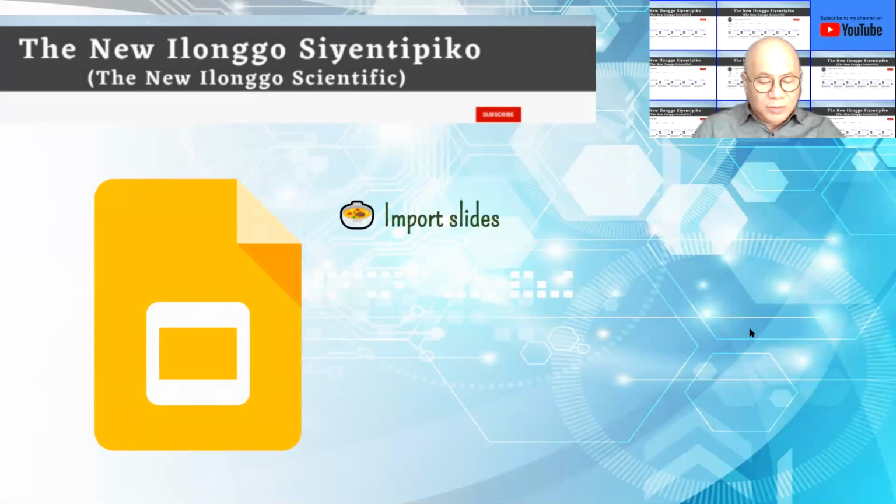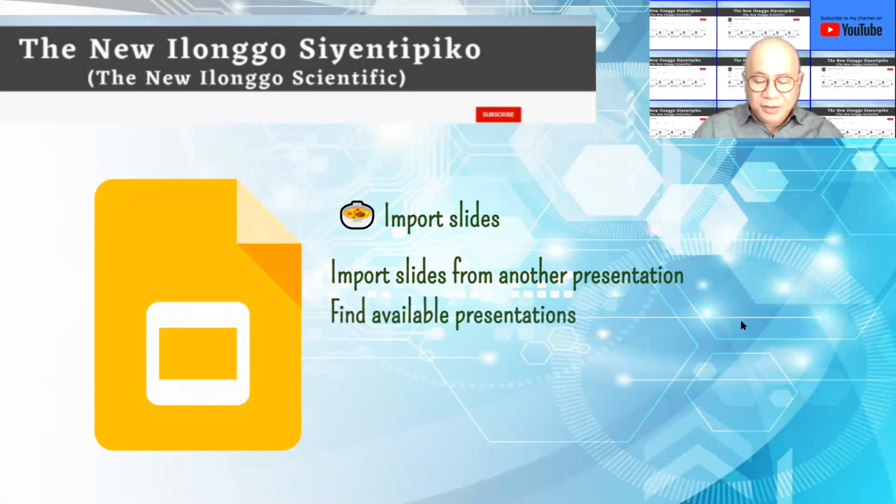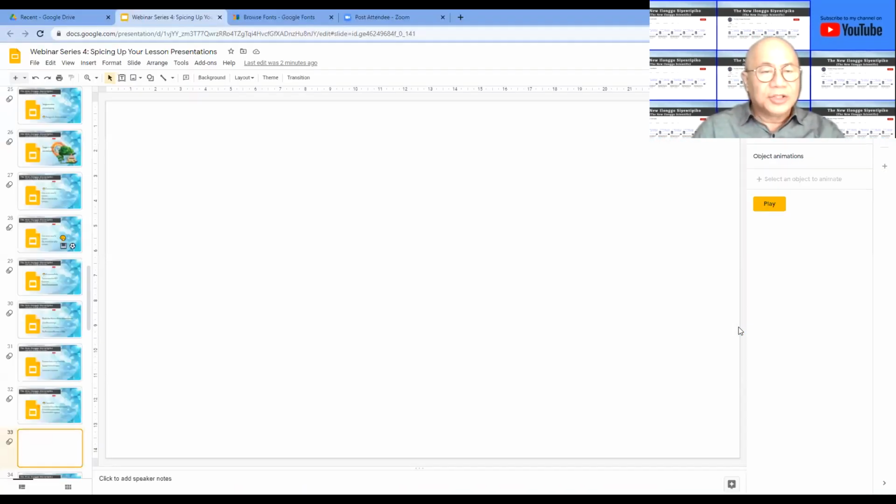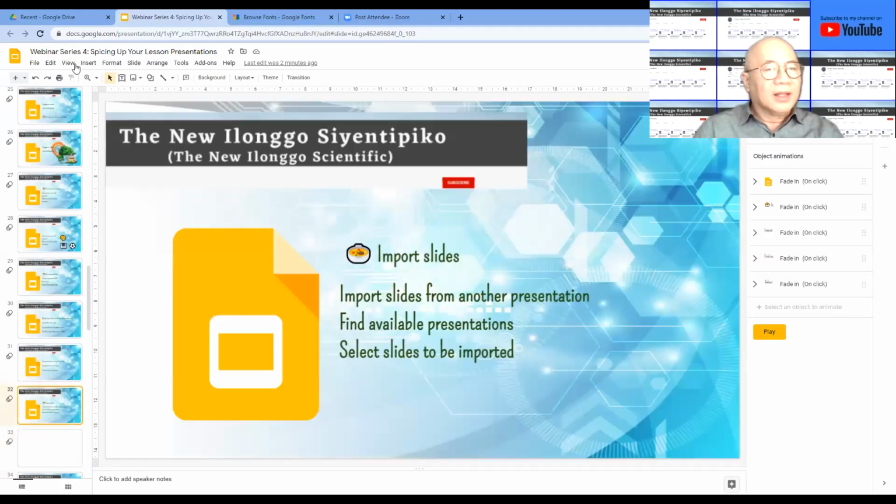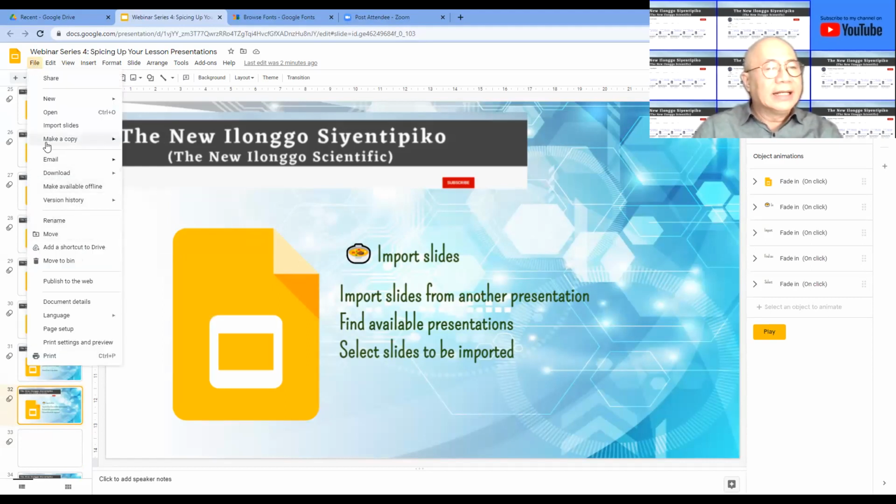So you can also import slides from another Google Slides presentation. If you have some slides that you can use for the current presentation that you are working on, you can simply find these slides and import them to the current one. So right now, let's try importing a few of the slides from my other presentation. In order to do that, we click File and then select Import slides.